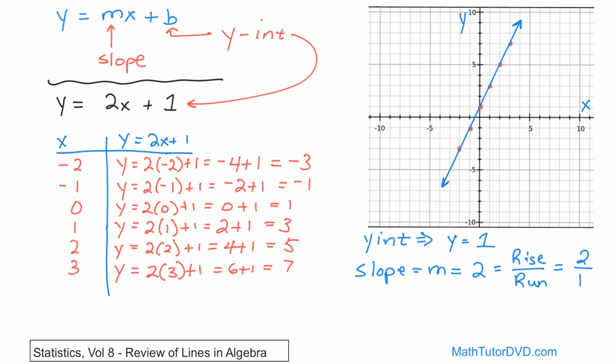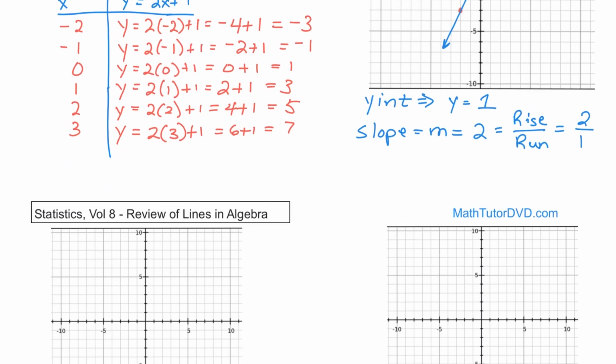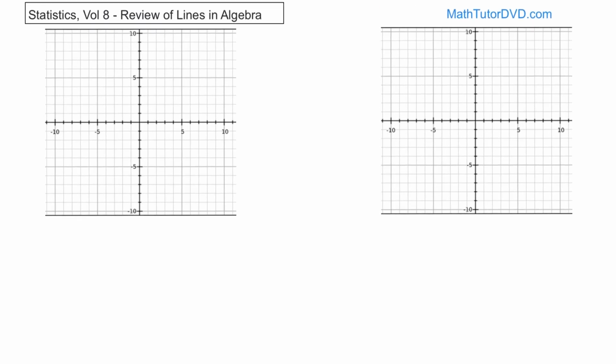Let's go and do another one of these, and then we'll compare and contrast the differences. So this was just one line I gave you where you could read the slope of 2 and a y-intercept of 1, and I showed you how to graph that. Now let's go down here and do it again for a couple of additional examples.